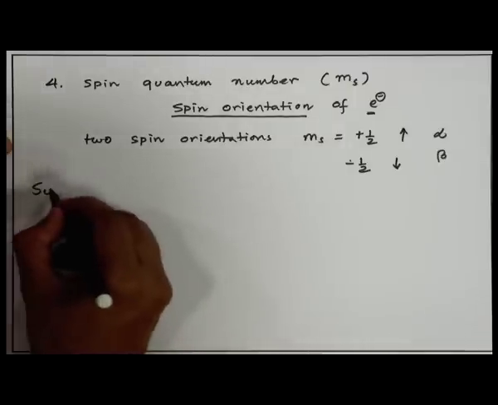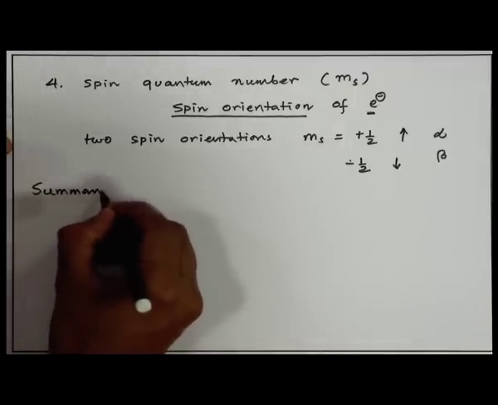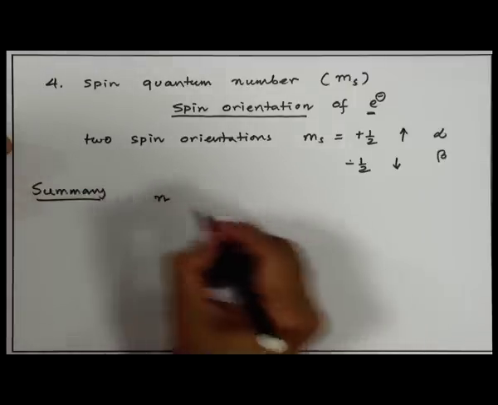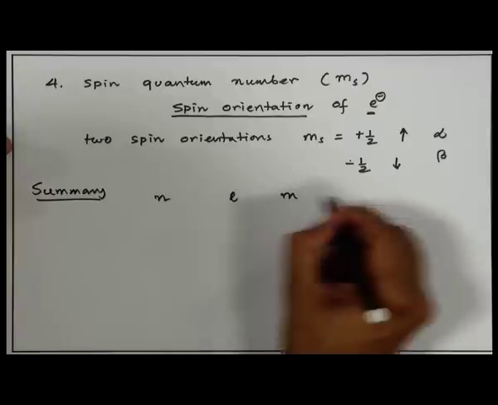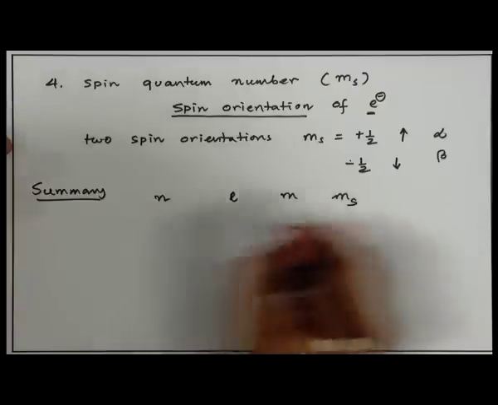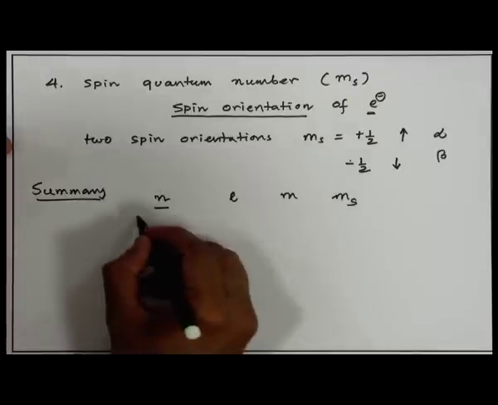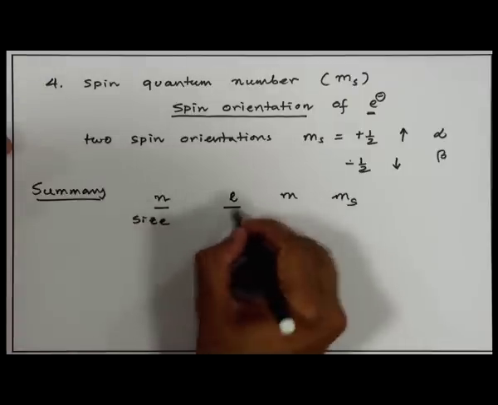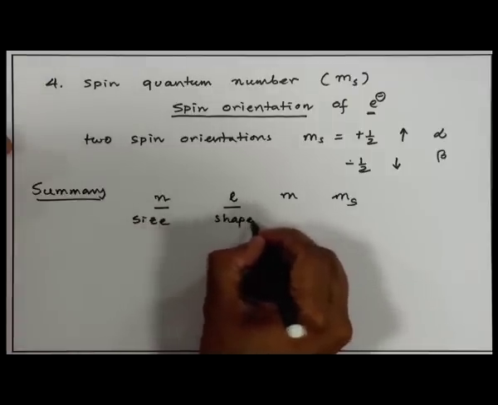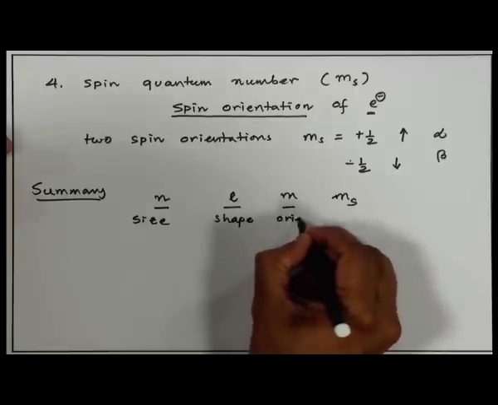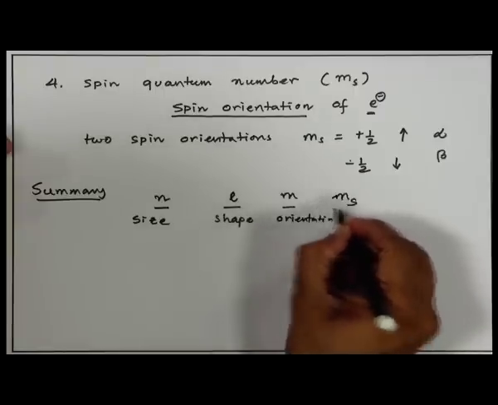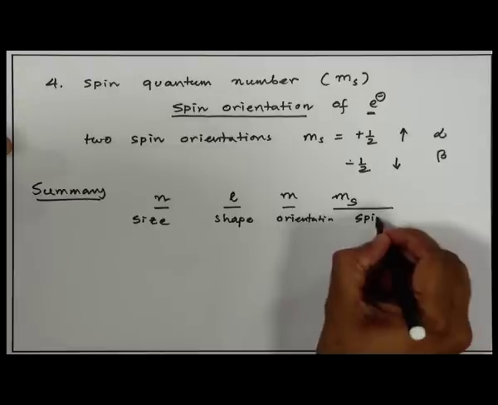So, to summarize, we discussed n, l, m, ms. The principal quantum number which talked about the size, this talked about shape, this orientation, this is spin orientation.